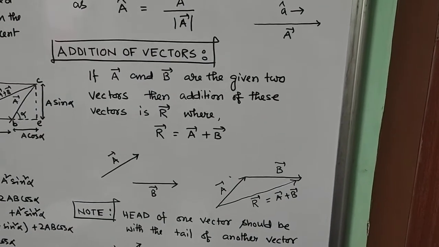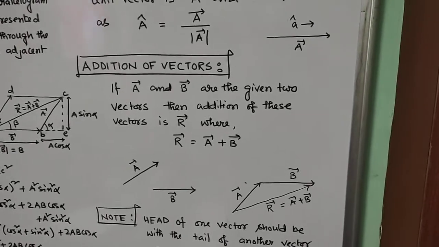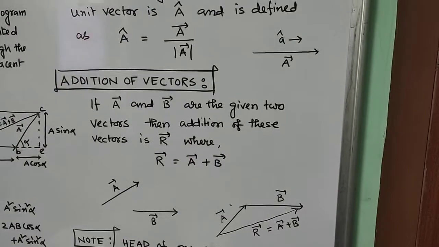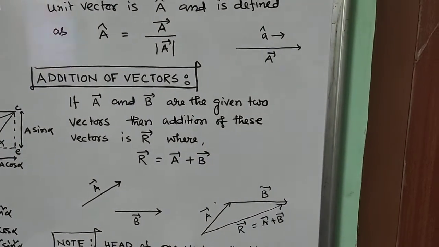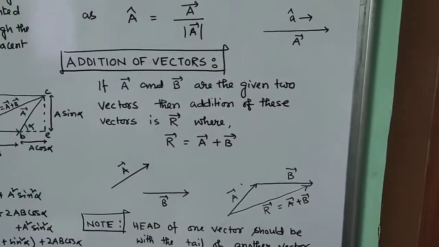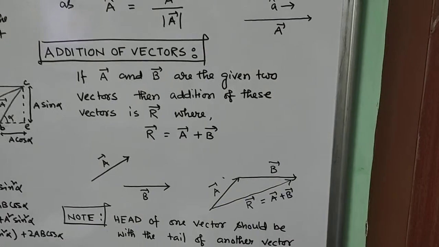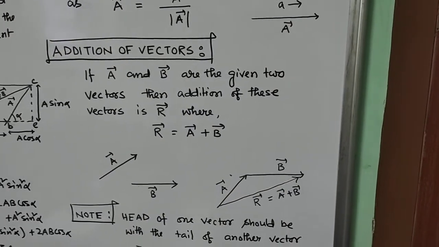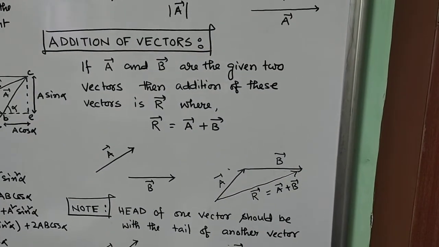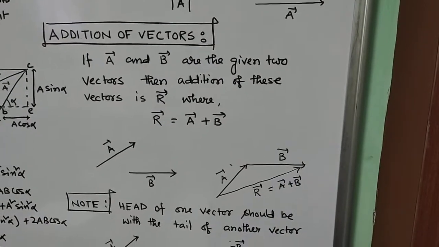Now you see, addition of vectors is different compared to algebraic addition, because in algebraic addition you will simply add the magnitudes, but here you have to add the direction also with the magnitude. So that's why it is not the same as algebraic addition. You have to use some notation to define addition of vectors. Now you see, we have given here two vectors, A vector and B vector, in an arbitrary direction.